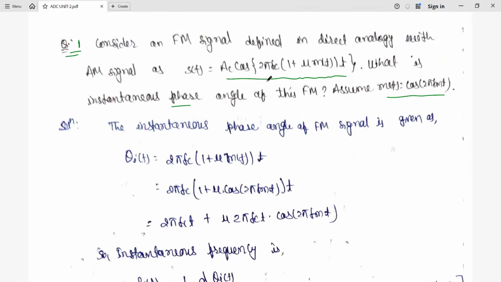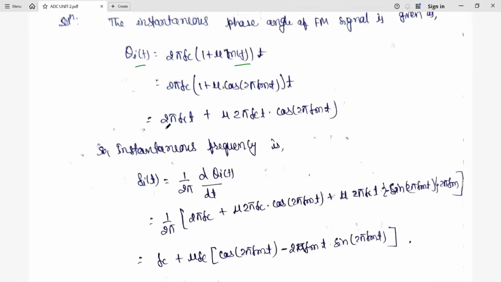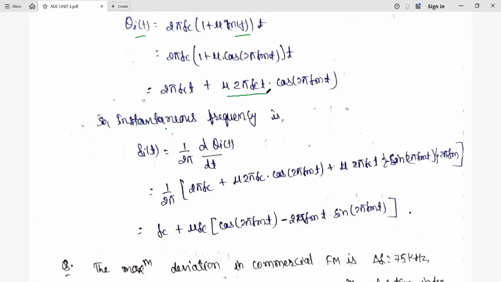If you compare this extended equation of the FM modulated wave, we have s of t equal to Ac cos of theta i of t. So what is there? This is going to become theta i of t. That's why we have written theta i of t equal to 2 pi fc t inside the bracket 1 plus mu m of t into t. Now m of t value is substituted, that is cos 2 pi fm t. Now we'll separate these two terms. So we have 2 pi fc t, and this is the second term.